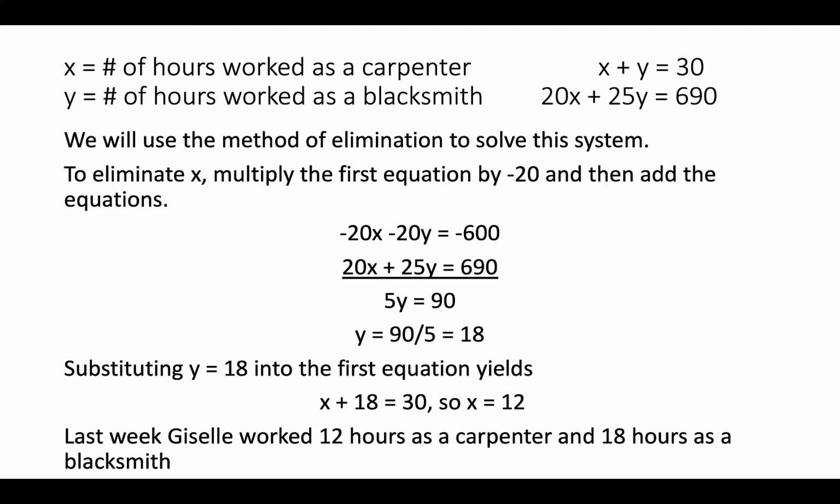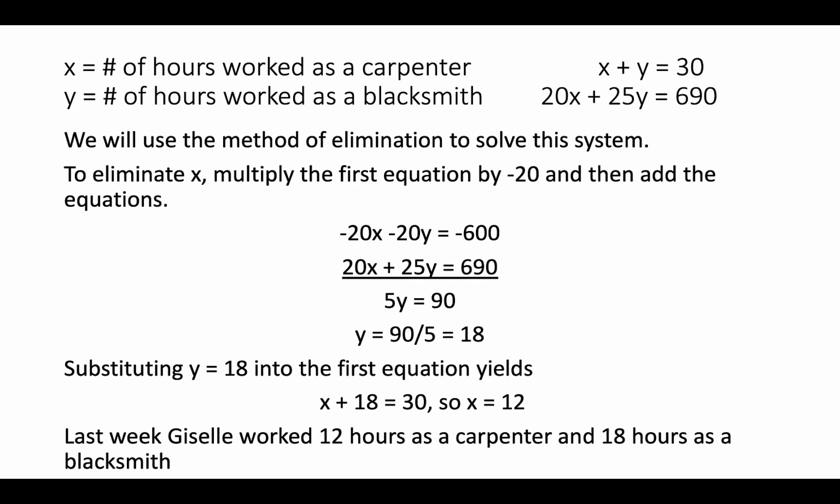To eliminate x, we want to cancel out the 20x with the negative 20x, so we can do this by multiplying the first equation by a negative 20. So the first equation multiplied by negative 20 gives us negative 20x minus 20y equals negative 600. Second equation was 20x plus 25y equals 690.